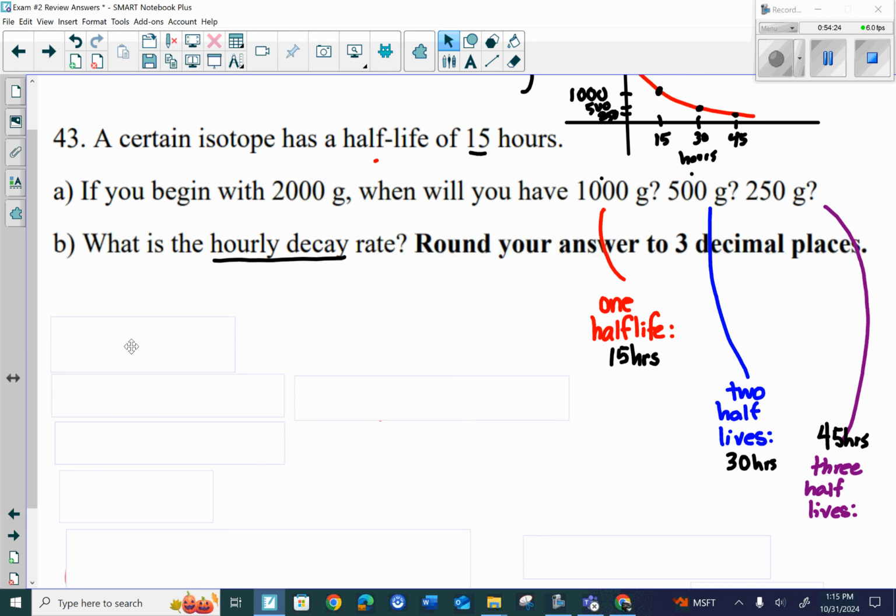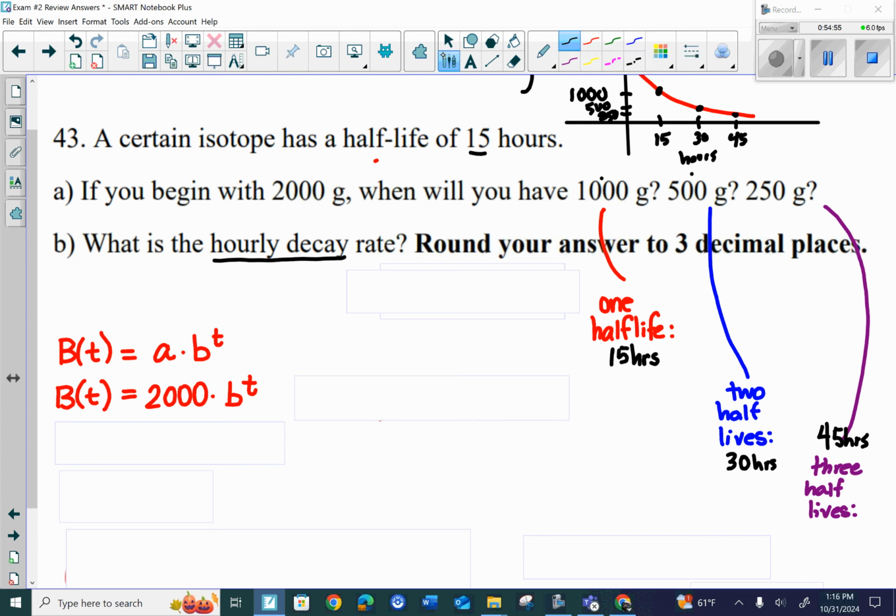Well, I know that I'm dealing with an exponential function, okay? So I'm going to start with that. B of t equals a times b to the t. It doesn't have to be b of t, f of t, whatever. I just know that there's an exponential function. I also know that I'm starting off with 2,000 grams, so I'm going to put 2,000 in there. And then I know that after 15 hours, I have 1,000 grams. So that's actually a point.